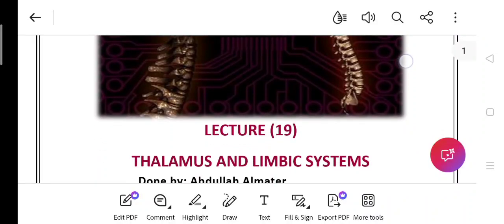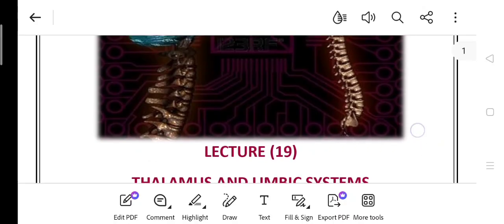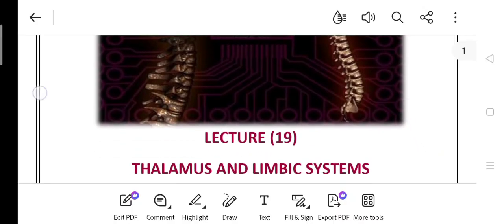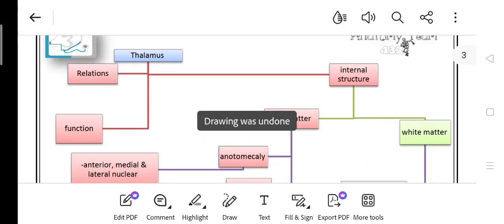Good morning. Today we are discussing the chapter about the thalamus. Today, an introduction to the thalamus. They are related anatomically and functionally: the relations and the internal structure. Relationally, they are going to the functions.